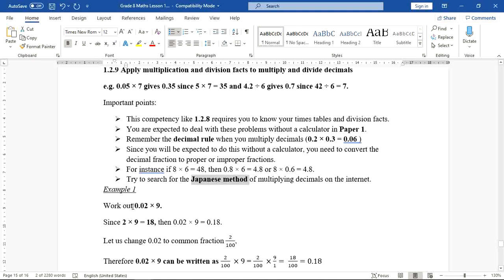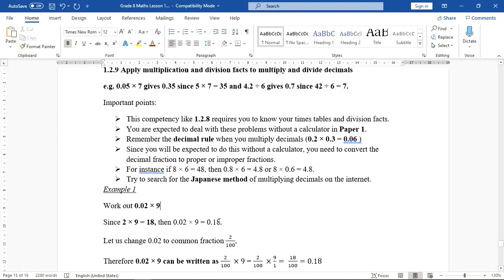We want to multiply 0.02 times 9. What do we know? We know that 2 times 9 is 18. Therefore, 0.02 times 9 must give us 0.18. Remember, this one has 2 decimals. This one has no decimal. So the answer must have 2 decimals as well.